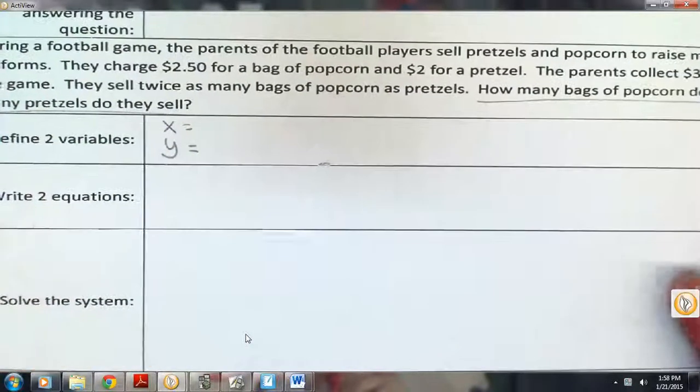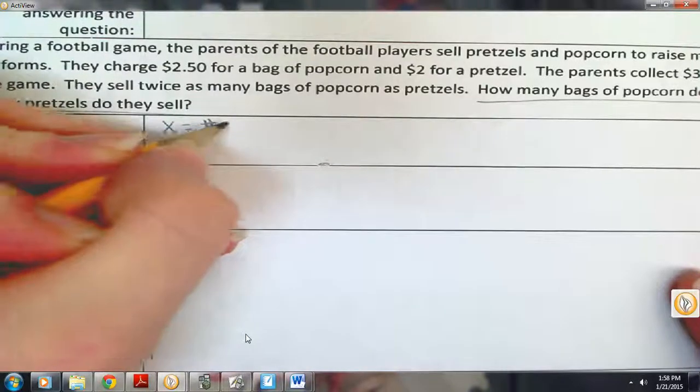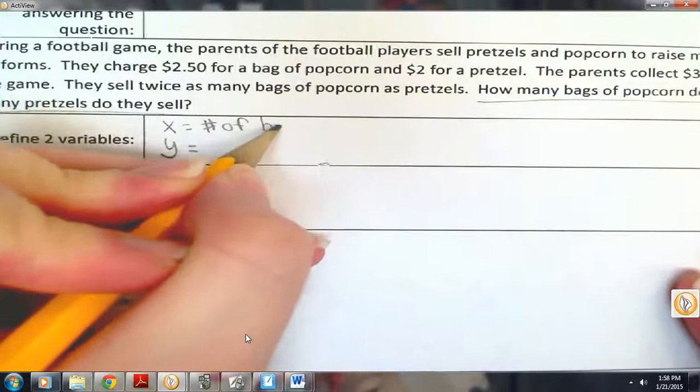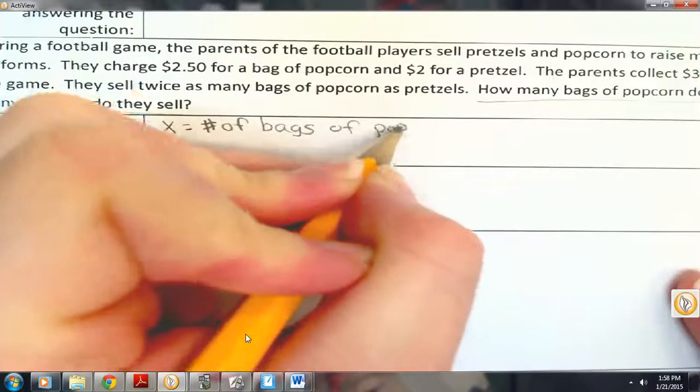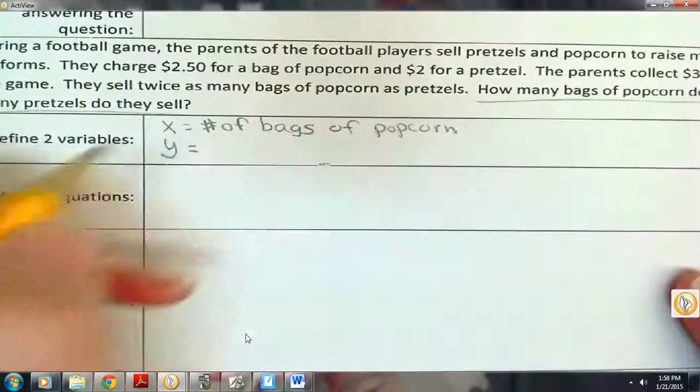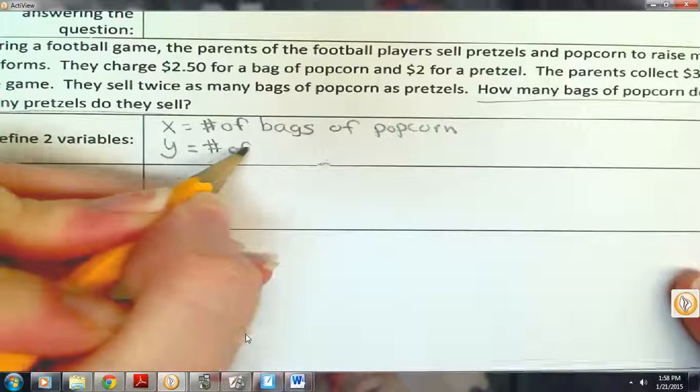So let's let x be the number of bags of popcorn. And y would be the number of pretzels sold.